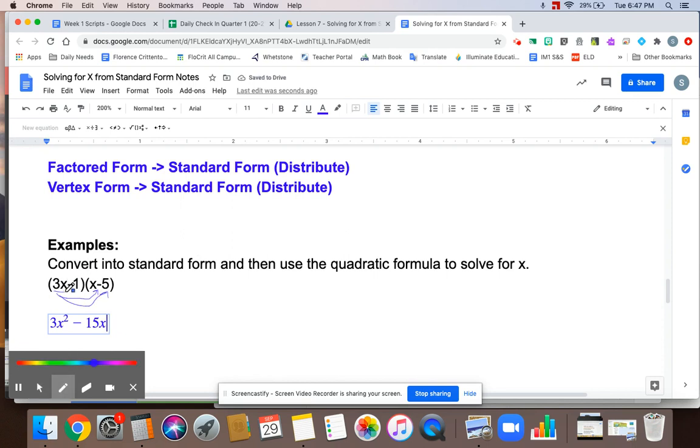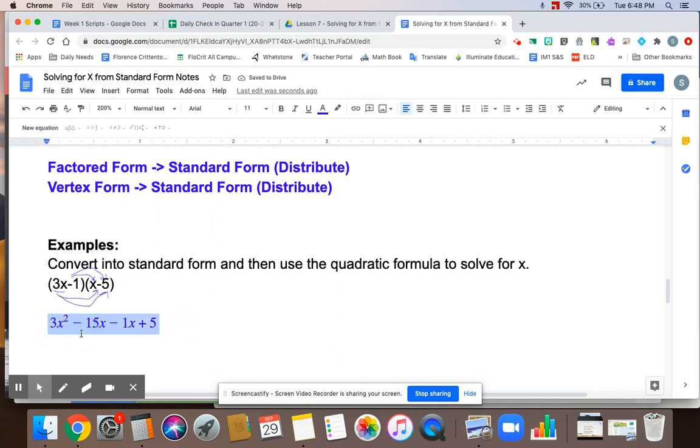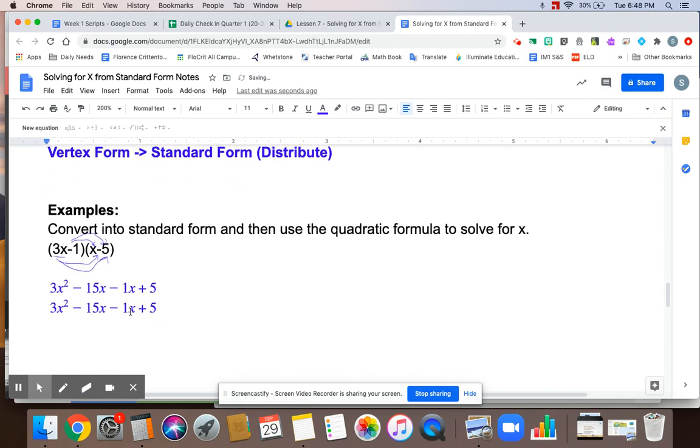Then I take my second term, my -1, and I multiply it to both the x and the -5 as well. -1 times x is -1x. -1 times -5 becomes +5. So to finish converting it into standard form, I have to combine my like terms. This is my only 3x squared. These two can combine though. Minus 15x minus 1x becomes negative 16x. And then my plus 5 is the only just number. So now we are in standard form.